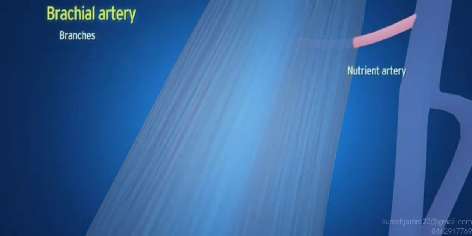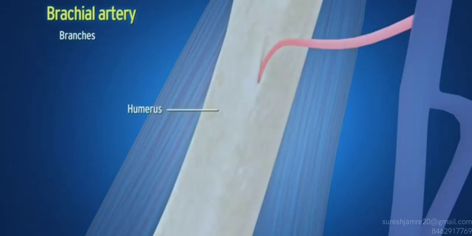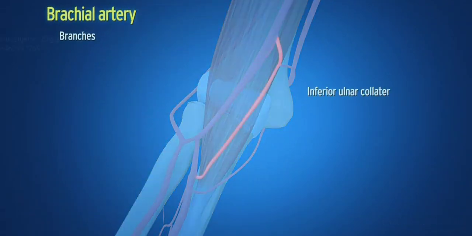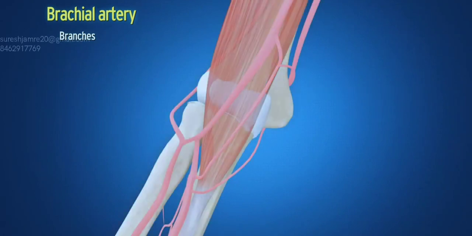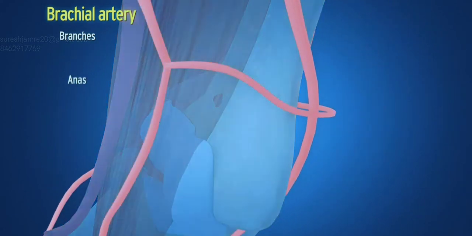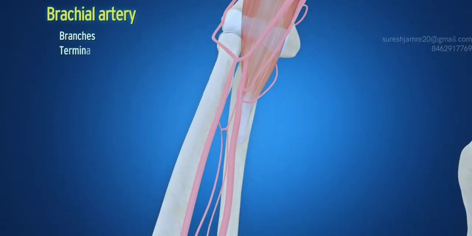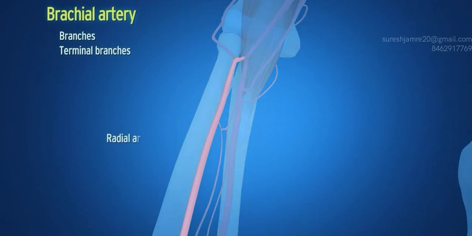Nutrient artery to the humerus. Inferior ulnar collateral artery arises in the lower part of the arm, takes part in anastomosis around elbow joint. Terminal branches, radial and ulnar arteries.